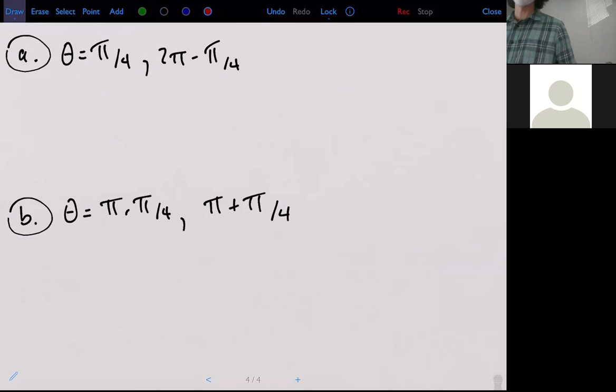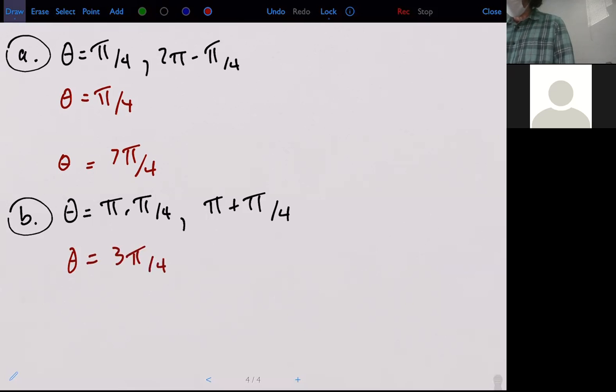So let's go ahead and simplify these real fast. In this first case, theta again is equal to pi divided by 4, or theta is going to be equal to, what is that, 7 pi divided by 4? And in part B, we'll have, this is 3 pi divided by 4, or theta is going to be 5 pi divided by 4.